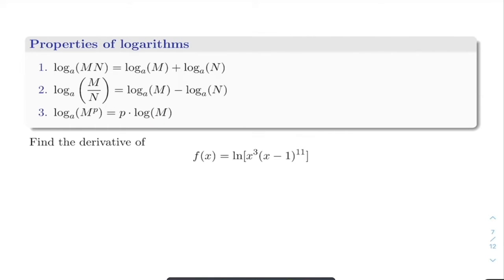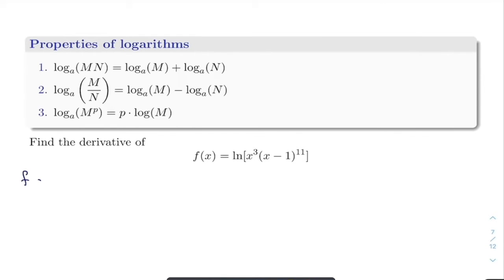So let's try to use this in our example. In this case, we have to find the derivative of this complicated function, right? If this was any other function, we would have to use the chain rule, and after that, we would have to use the product rule and stuff like that. So let's see if we can use the properties to simplify our task.